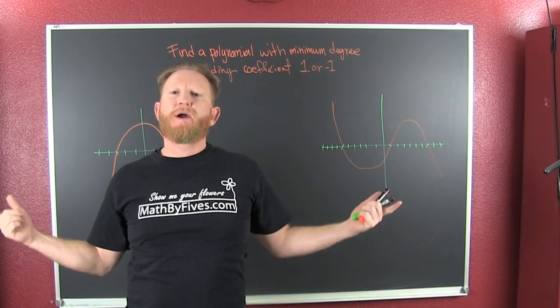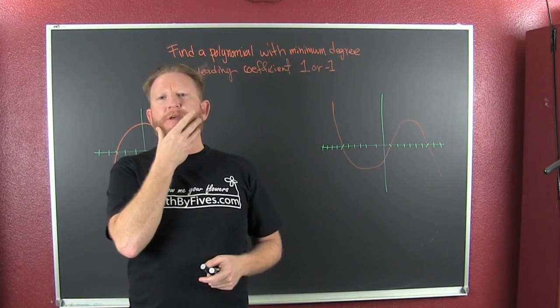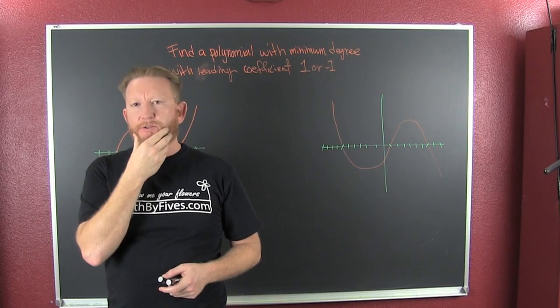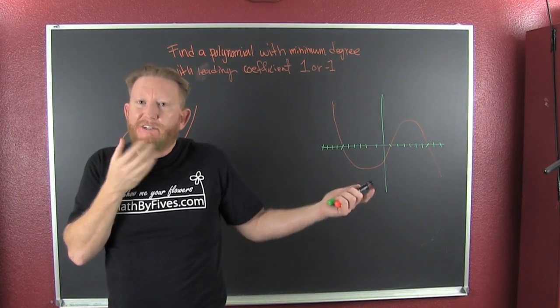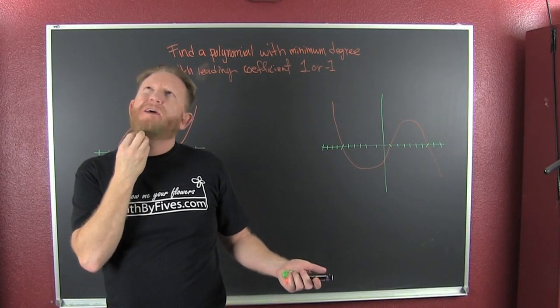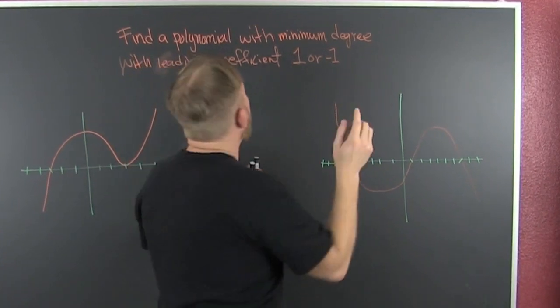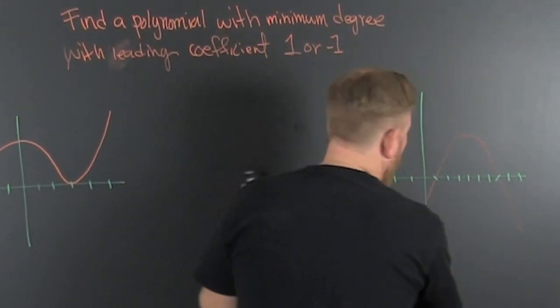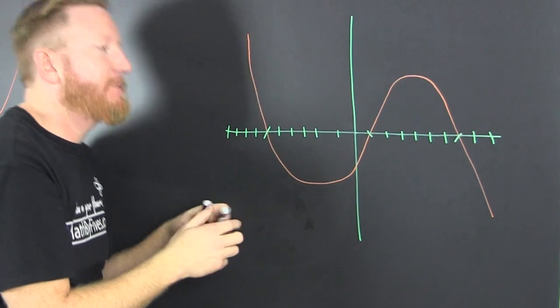All right, what are we trying to do? We're trying to find a polynomial with given characteristics and a leading coefficient of 1 or minus 1. It's a real head-scratcher. What do we have over here?